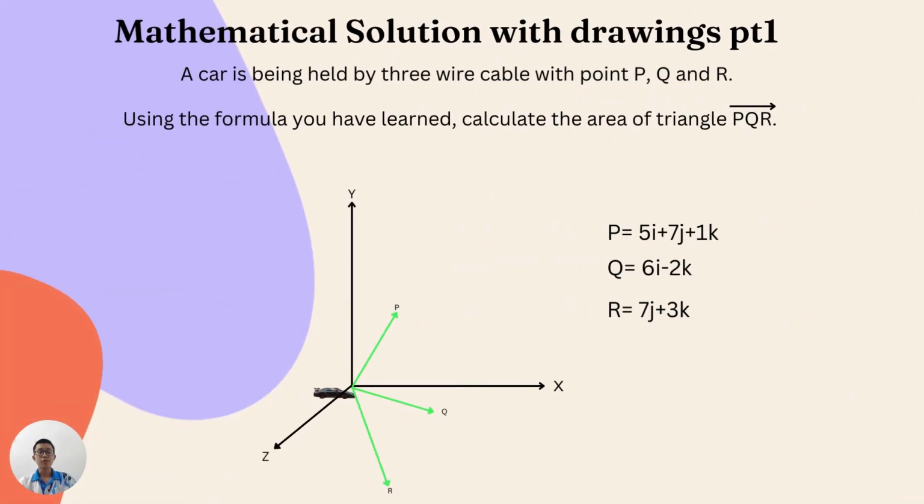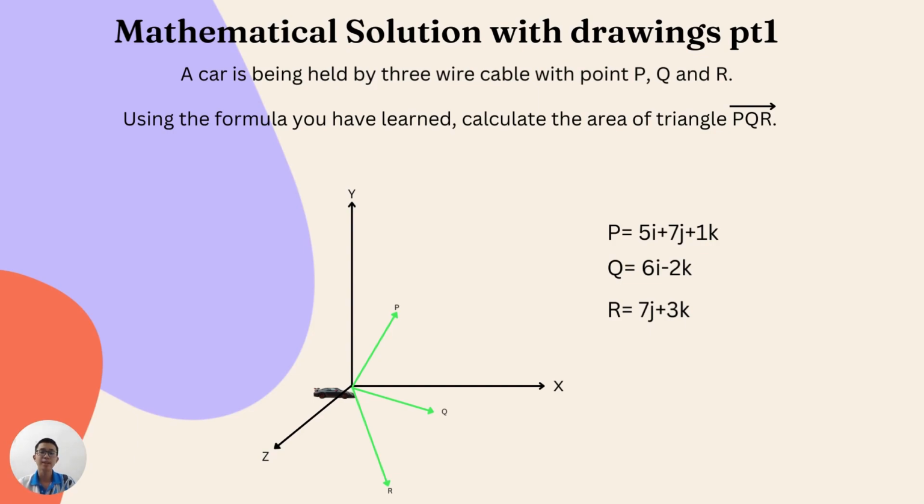Thank you, KHOR. Now moving on to my presentation today. What I'm going to present today is the mathematical solution with drawings. Let's give a scenario. A car is being held by a 3-wire cable with points P, Q, and R. Using the formula we have learned, calculate the area of triangle PQR. Actually, pardon, it was vector PQR.